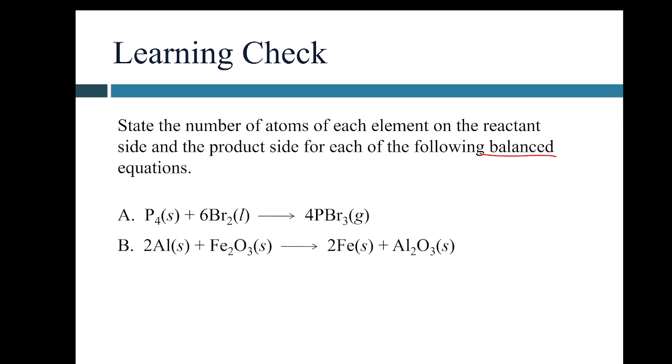Okay, so how many Br's? 12, yeah, 6 times 2, right? How many Br's over here? 12 again, 3 times 4 to give you 12. And in fact, they have to be, right? They wouldn't be balanced without that. Okay, how many Al's? 2, very good. How many Fe's? 2, very good. How many O's? 3, excellent.